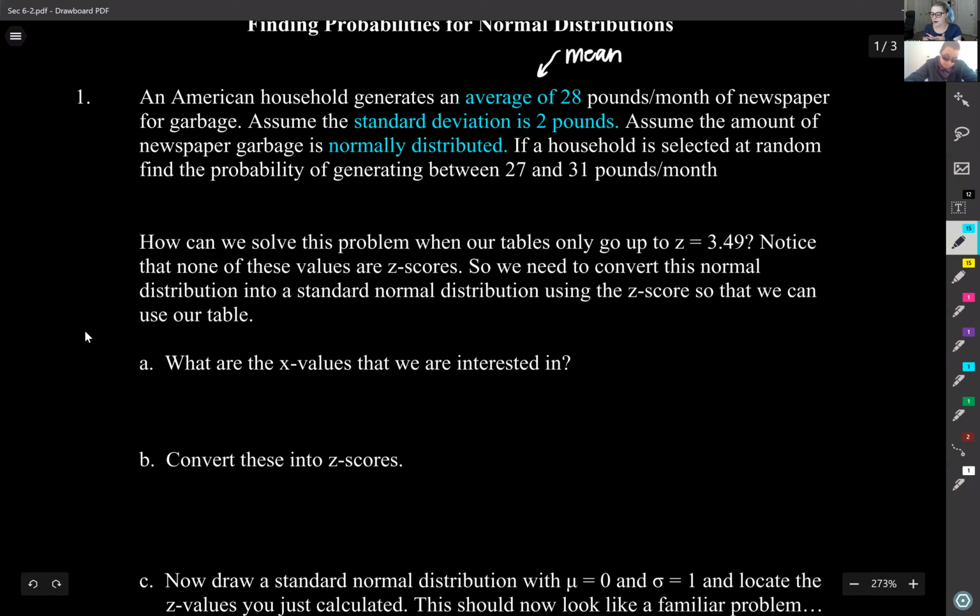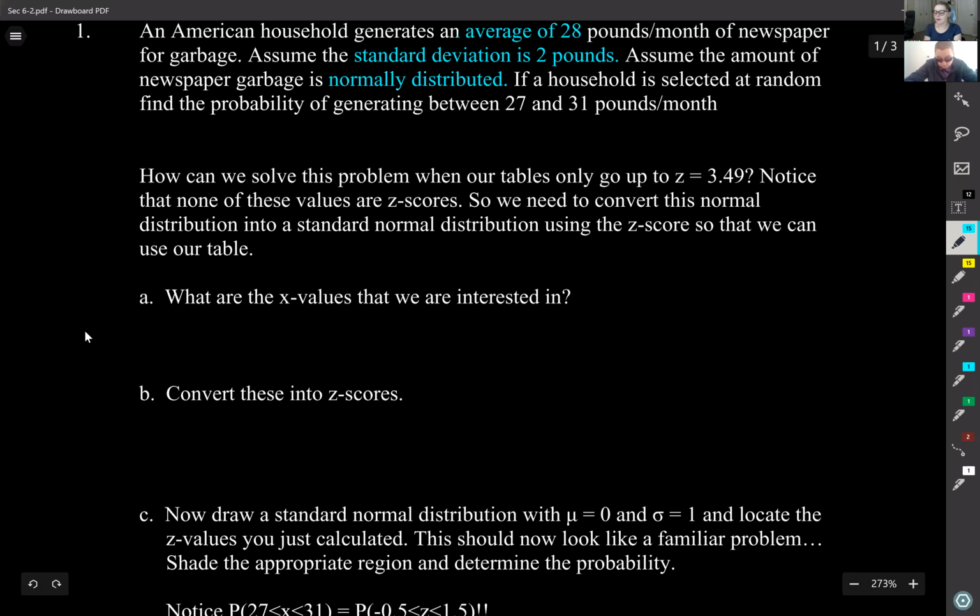So then we want to talk about if a household is selected at random, what's the probability that it generates between 27 and 31 pounds a month? So we're going to go through step by step on how to do this, and then we'll just do some more examples after.